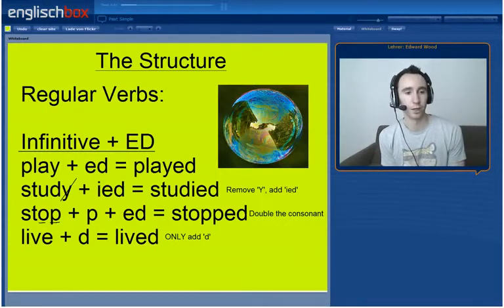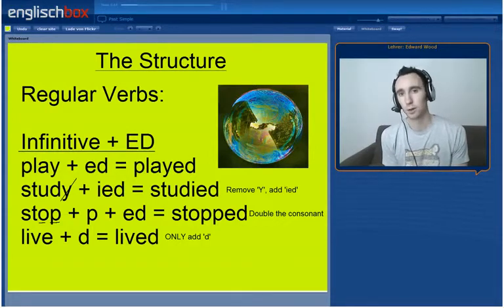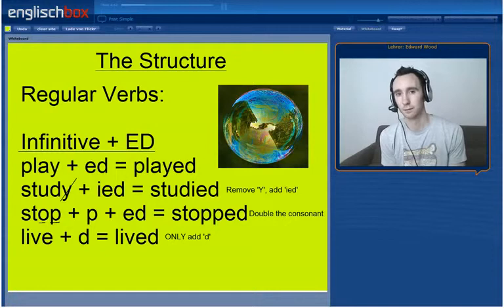For example, if the word ends in a consonant and Y, such as the verb study, you have to take away the Y and add -ied. So study becomes studied. If the verb ends in a vowel and then a consonant, such as stop, you have to double the consonant and add -ed. So stop becomes stopped, with two P's. If the verb ends in an E, then you just add a D. So live becomes lived, for example.